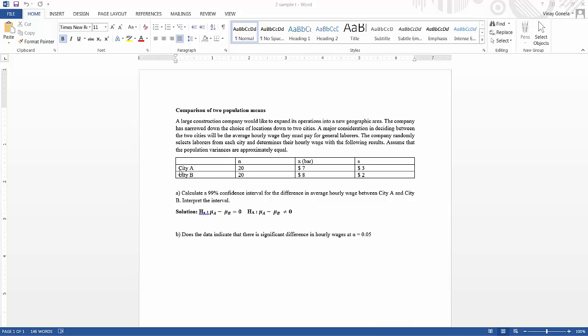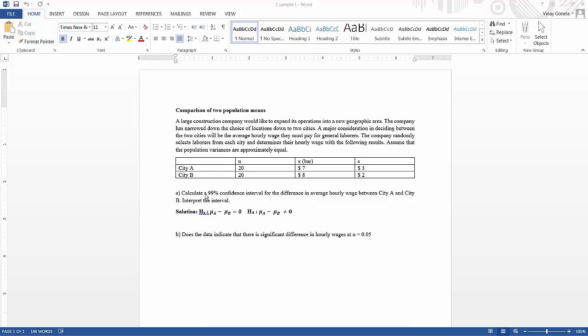So we have these results where for city A we took a sample of 20, and the mean x bar is 7 and the standard deviation is 3. For city B, we took a sample of 20 and the mean is 8 and the sample standard deviation is 2. The sample sizes are small, less than 30, and the population variances are unknown. However, population variances are equal. So in this case, we will be using the T statistic.